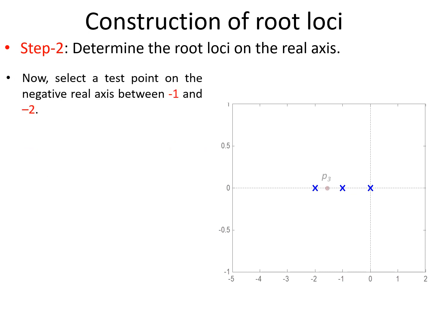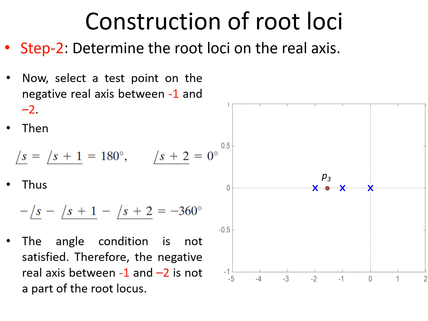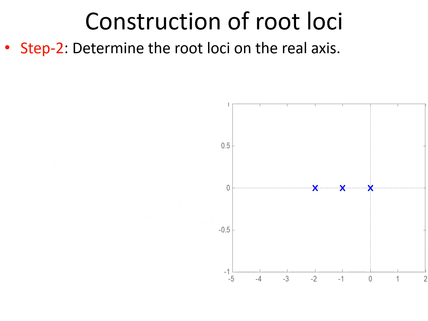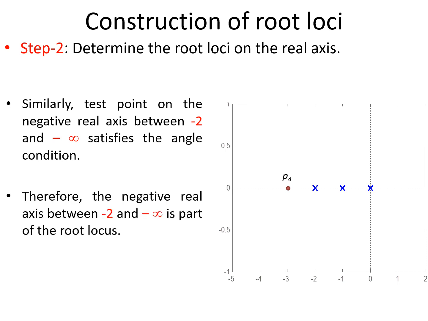Based on this, one more point, I am taking the value between minus 1 and minus 2. For this value also the angle condition is satisfied. The angle value here is minus 360 degrees, so this is also getting satisfied. This is just a verification. Now from minus 2 to minus infinity, similarly, test points on the negative real axis beyond minus 2 satisfy the angle condition, and therefore the root locus exists here also.